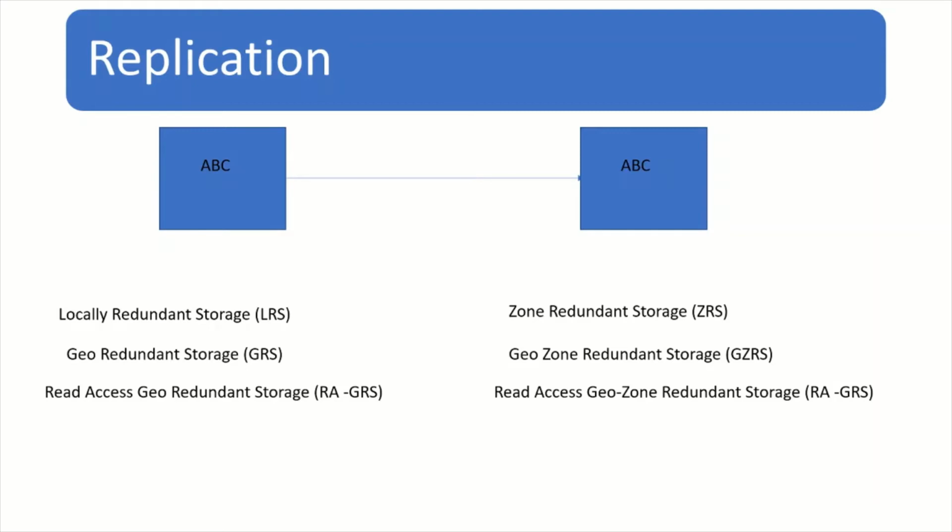With GRS, geo redundant storage, the data is replicated across regions. So in case the entire region fails for some reason, the data is available in another region from where we can recover it. With RAGRS, read access geo redundant storage, we can have read-only access to data in another region. With ZRS, zone redundant storage, the data is replicated synchronously across 3 storage clusters in a single region.